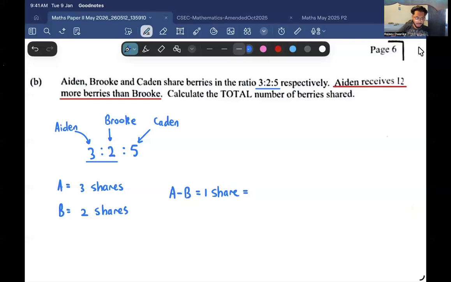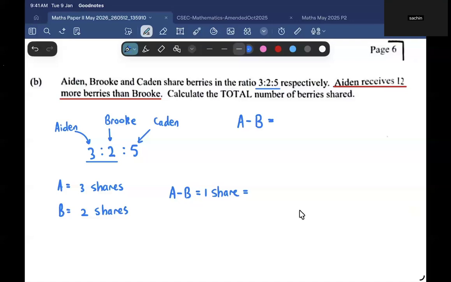All right, so Sachin, if I knew the amount of berries Eden got and I minus the amount of berries Brooke got, what will the answer be equal to according to the question? It'll tell you how much berries is 1 share. Exactly, but in the question, I want you to read what I said in red. What did I underline in red?